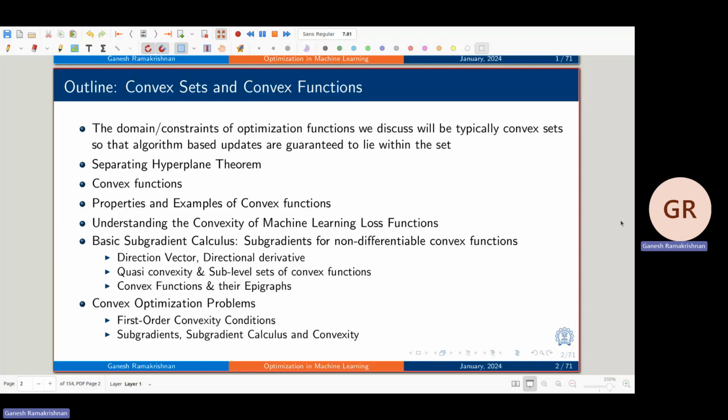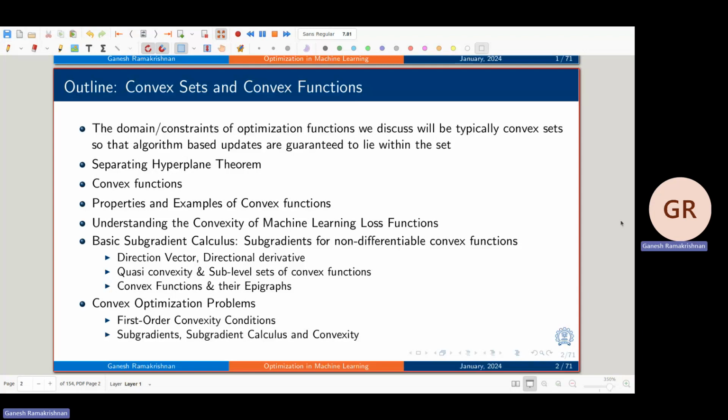basically the convexity of machine learning loss functions. Then we delve into basic subgradient calculus, the calculus of gradients, and for non-differentiable functions, the notion of subgradients which exist if the function is convex. And that itself is broken down into the direction vector and directional derivative and so on.